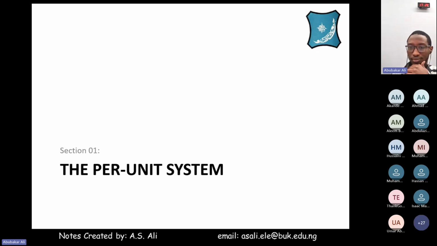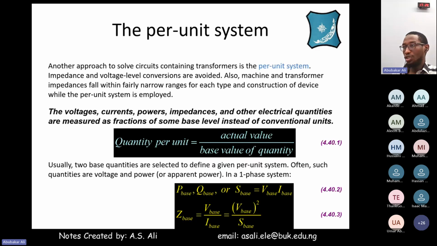So another method that you can use, apart from what we've done last week, is the per unit system. In the per unit system, what we normally do is to pick a quantity, and we also have another value, which we call the base value. Then you pick a value and divide it by this base value, and that gives you the quantity per unit. There are so many reasons why we do this. First of all, it simplifies our computations. Calculations become a lot easier when you use a per unit system.